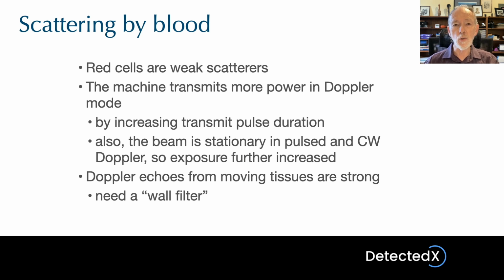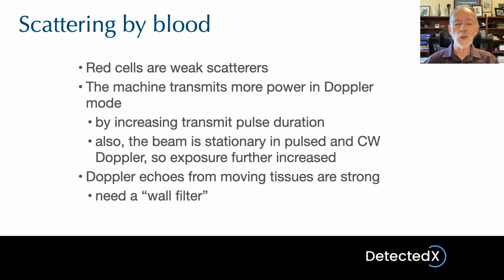Now, the other implication of the poor scattering of blood is that we need to be concerned about strong Doppler-shifted echoes coming from the moving tissues that are normally nearby when you're looking at moving blood. So arterial walls move quite dynamically, and of course cardiac walls and other cardiac structures are very dynamic. Those moving tissues will produce Doppler-shifted echoes that will be much stronger than the Doppler-shifted echoes that we're interested in coming from the blood. So the machine has to do its best to suppress these Doppler-shifted echoes coming from moving tissue.